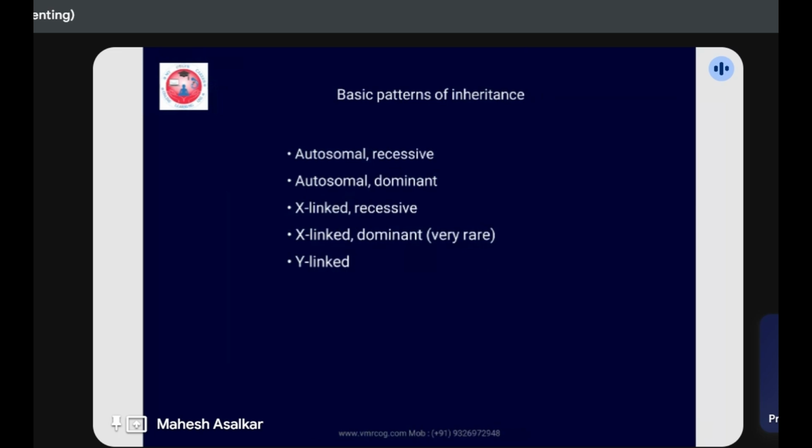So what are the basic patterns of inheritance? You can have autosomal recessive, you can have autosomal dominant, you can have X-linked recessive, you can have X-linked dominant, which is rare, and it can be Y-linked. So these are the common patterns of inheritance.